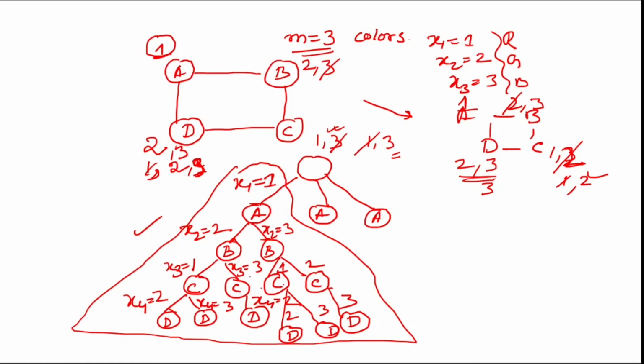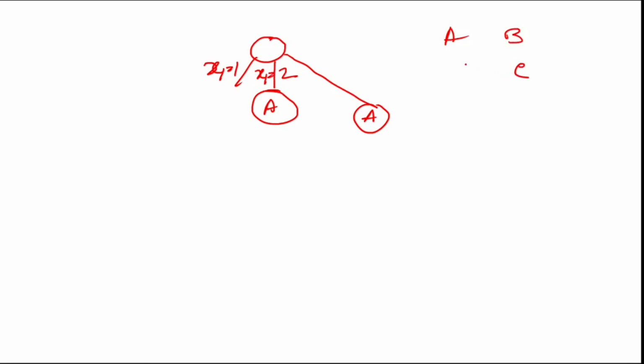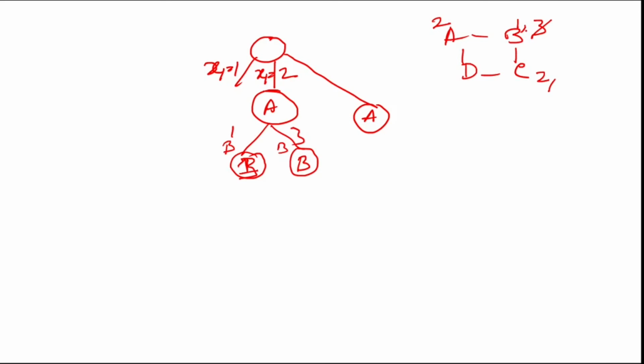Now, instead of choosing x1 equal to 1, let us choose x1 equal to 2, because the first part I have already done. So again A, B, C, D. What I did is choose A as color 2. So what are the options for B? I have options 1 and 3. So this is 1, and if you have chosen 1 as B, you will have 2 and 3.